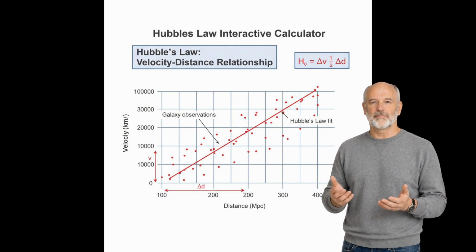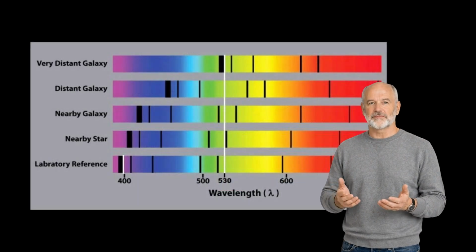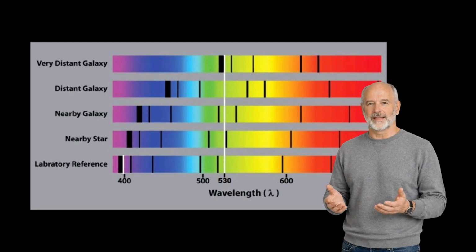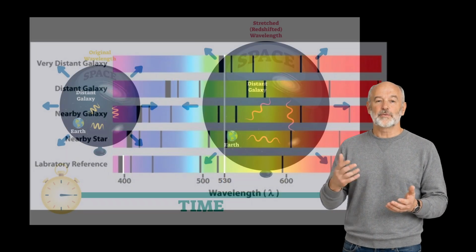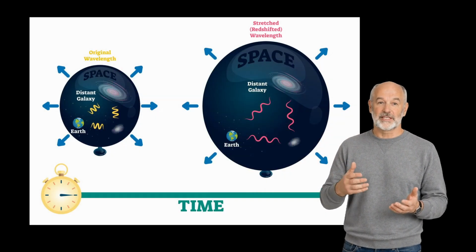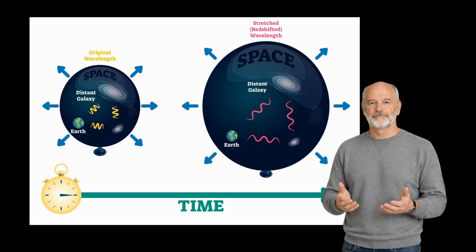Astronomers infer it from the redshift of light, the stretching of spectral lines toward longer wavelengths. In the standard cosmological picture, this redshift is interpreted as evidence that space itself is expanding.